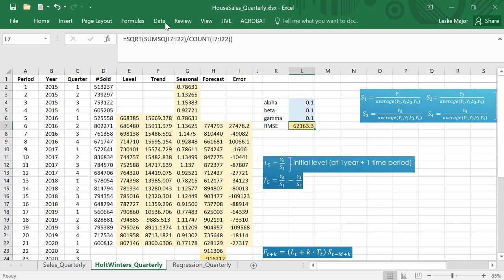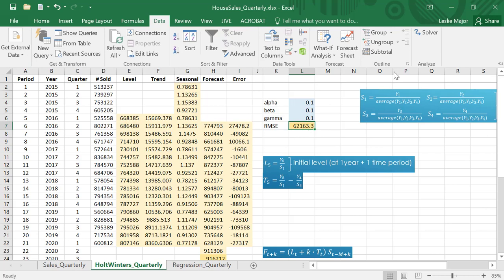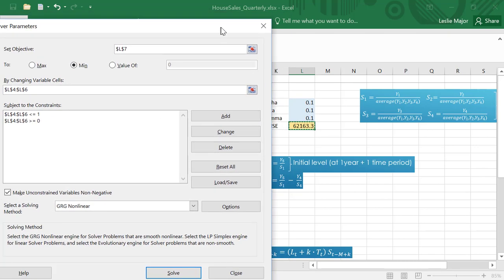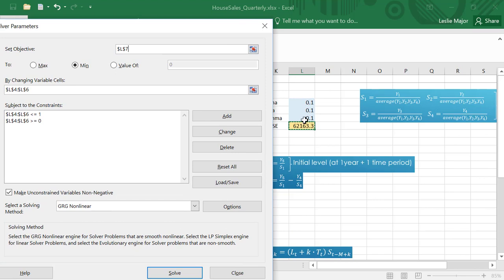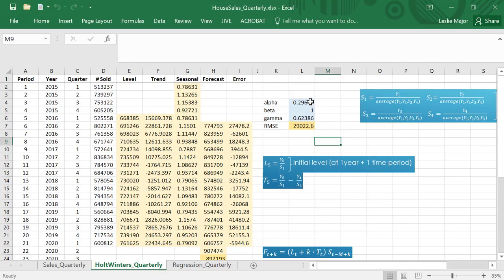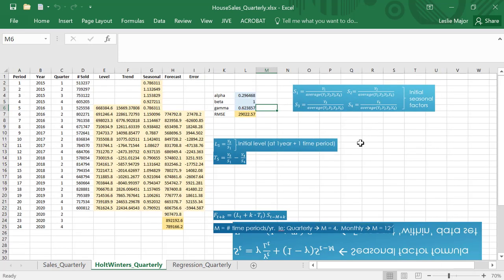Now we're not done because we need to go and minimize this RMSE by using solver, same as usual. So we're going to go minimize the L7 by changing, again, the alpha, beta, gamma here, L4 through L6, subject to the constraint that L4 through to L6 are between 0 and 1. Hit solve, and here we go. So here's our best alpha, beta, gamma. Good. Notice the trend, interestingly enough, stays exactly at 1.